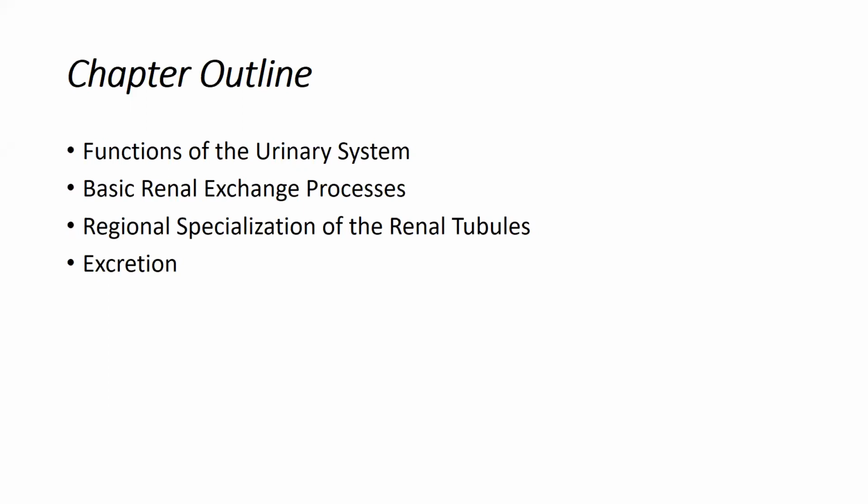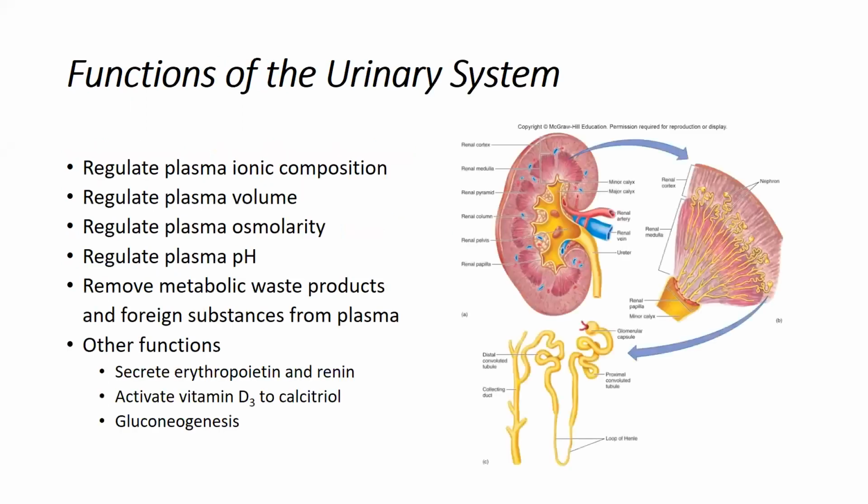We'll look at the specialized tissues in each part of the renal tubules, so the different characteristics of the different parts. So what's unique about the proximal convoluted tubule? What's unique about the loop of Henle? What's unique about the distal convoluted tubule, etc. Excretion we're not going to look at, and again, I'll point that out when we get there.